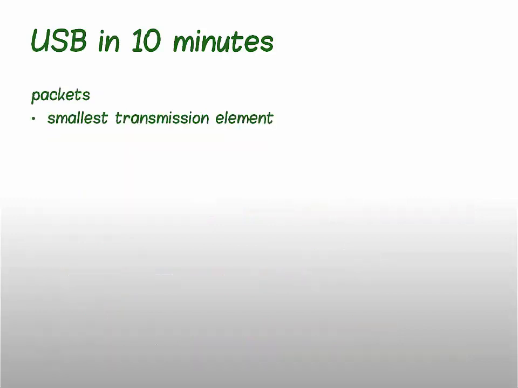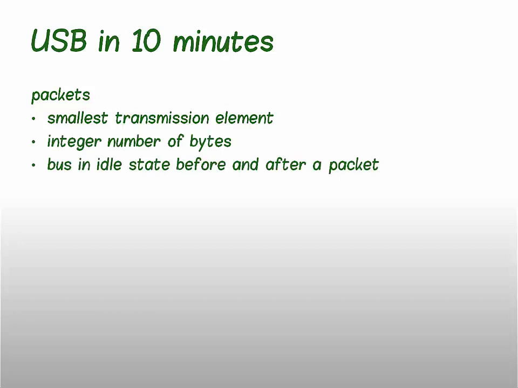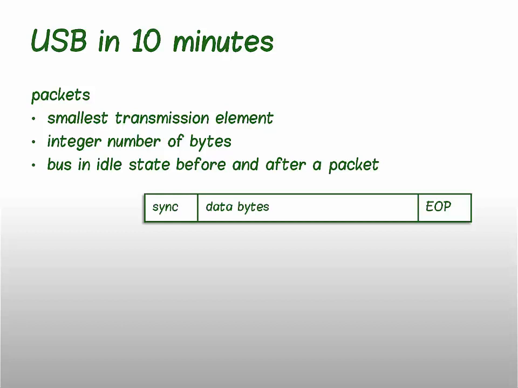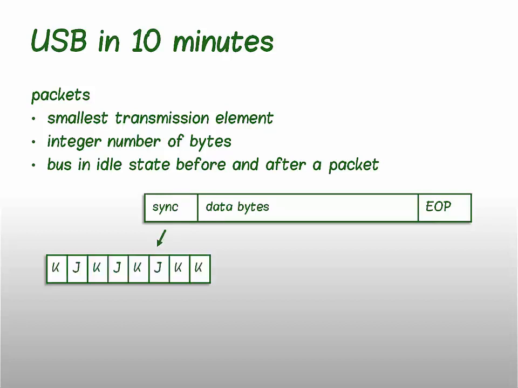Packets are the smallest transmission elements. They are composed of an integer number of bytes. Before and after a packet, the bus is held in the idle state. Every packet has the following structure. It starts with a sync pattern, which is made of alternating J and K states, except for the last two K states. Translated to bit values, sync is made of seven 0 bits, followed by a single 1 bit. Since data are transferred least significant bit first, the sync pattern is actually 80 hex.